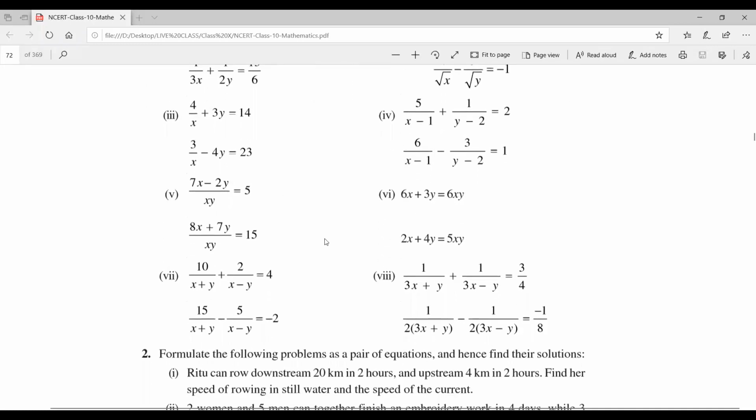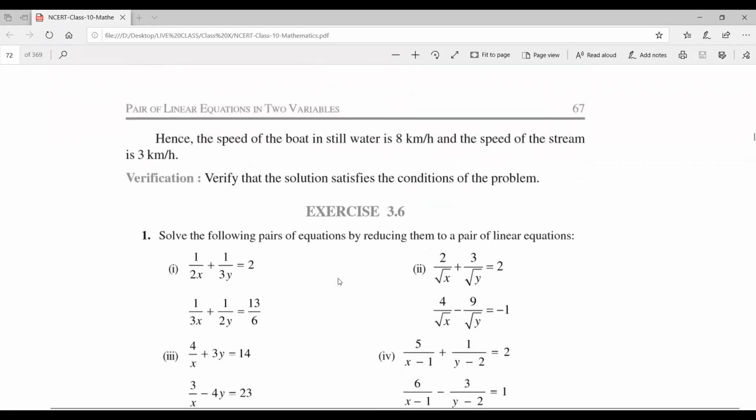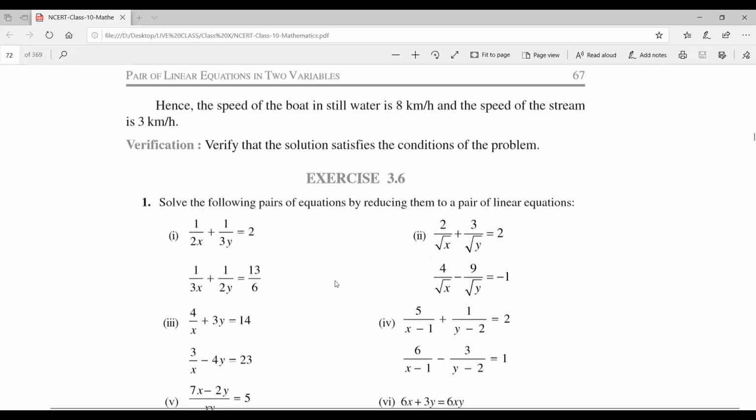Okay, so in all these equations, you just have to consider something as u or v, to reduce it to the standard linear equation form, and then you can apply any of the methods, as it is not written here that you have to apply the cross multiplication only. So you can apply any of the given 3 methods.